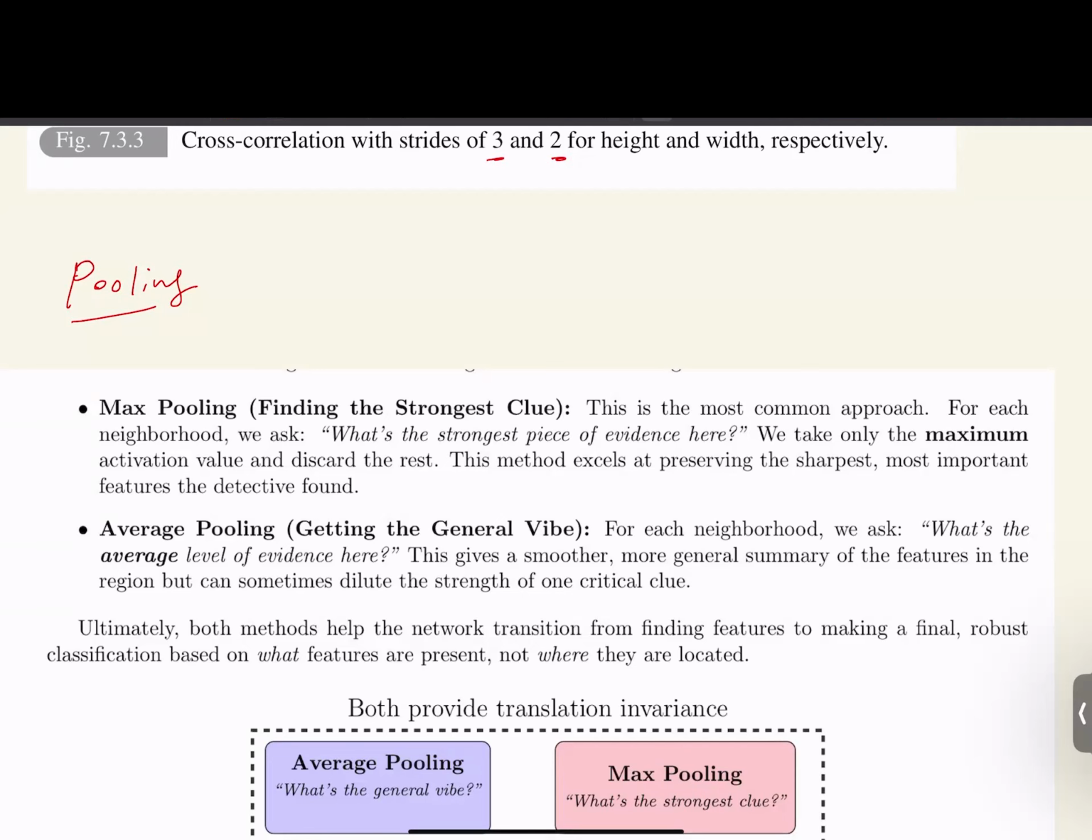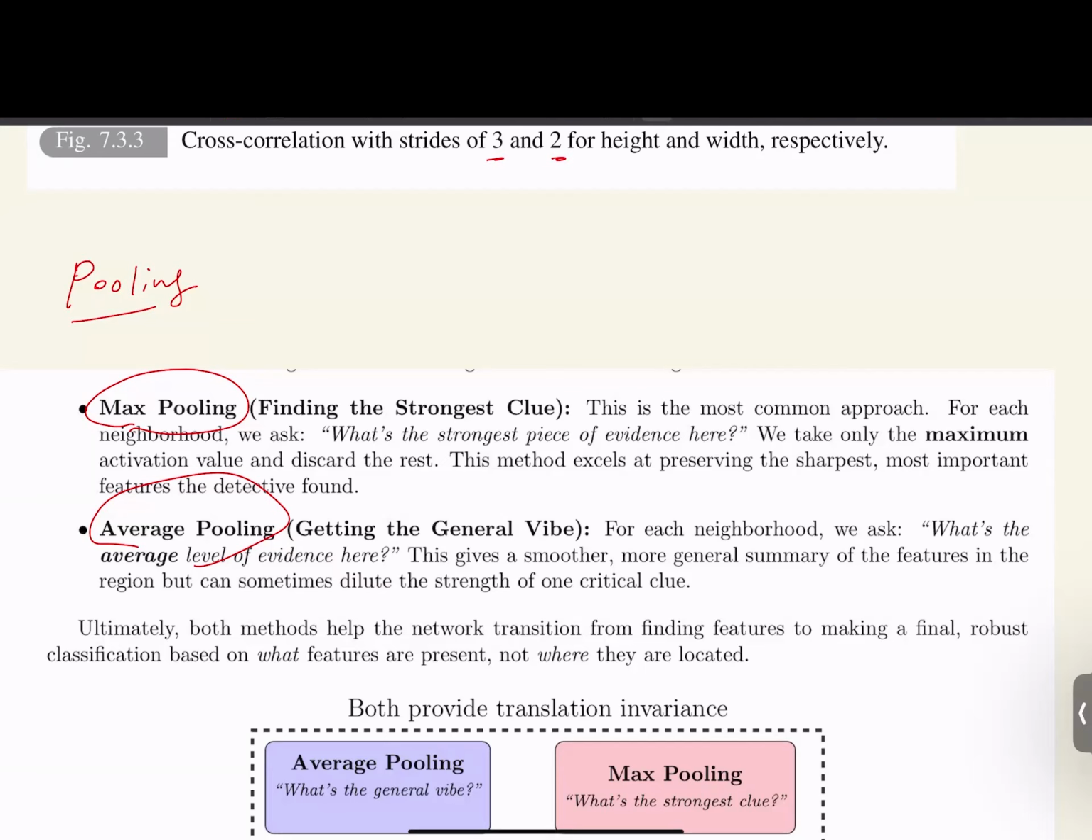We have two ways of doing this pooling step, the most common ways. One is max pooling, and the other one is average pooling. Max pooling basically finds the strongest clue. The intuition is that each one of these smaller cross-correlation steps that we are doing is like a detective that is zooming into these smaller patches. And then after aggregating all of them, it returns the strongest evidence that it finds.